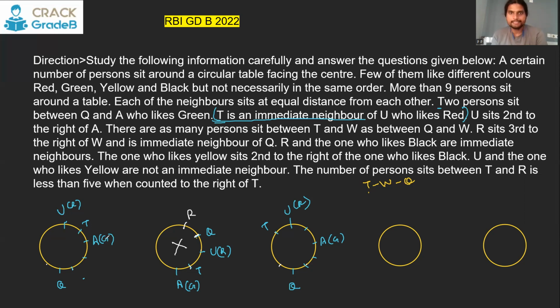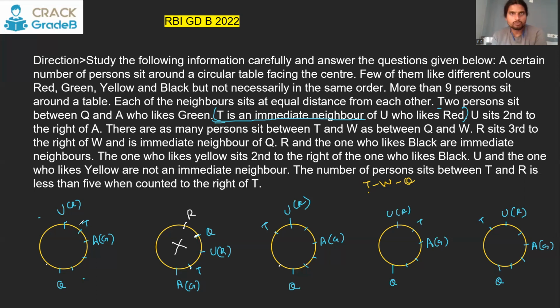Okay, so we'll make both the cases. These cases will replicate it here. First case is this, so I'll just replicate that. U who likes red. Then there is T. Then there is A who likes green. Then there are 2 persons and then Q. And then I'll replicate this case. T. Then there is U who likes red. Then there is 1 person. Then there is A who likes green. Then there are 2 persons. And then there is Q. Okay, so I replicated both the cases.